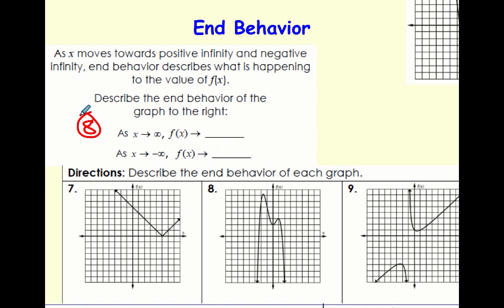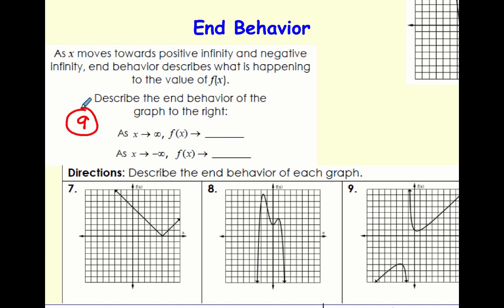Okay, now let's look at number 8. So this is my right side over here, where x is going towards positive infinity and y is doing that, which means it's going towards negative infinity. So now over here on the left, that means x is going towards negative infinity. But what are my y's doing? They're decreasing, which means they also are going towards negative infinity.